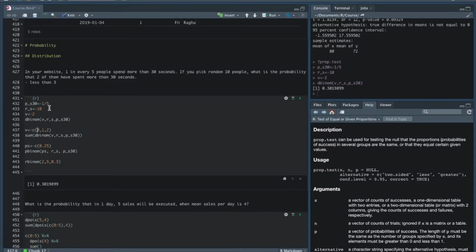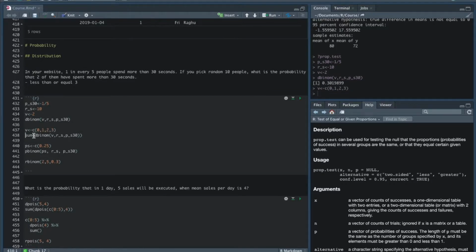So that means out of these 10 people, none of them would have spent 30 seconds, that probability, or 1, that is, out of these 10 people, 1 has spent more than 30 seconds, that probability, or number of people is here 2. So if it's less than or equal, then we also add 3 here, and this becomes our new value. And then when we run this similar function, we just have a range of values from 0 to 3.